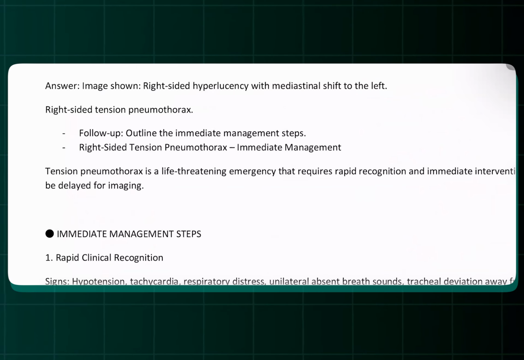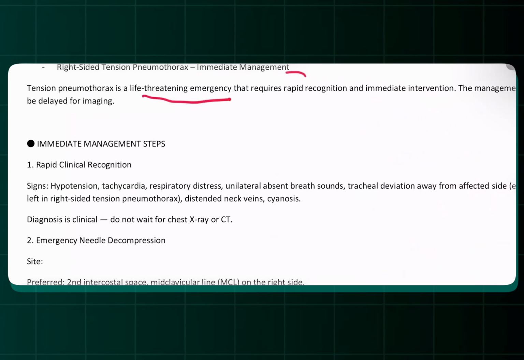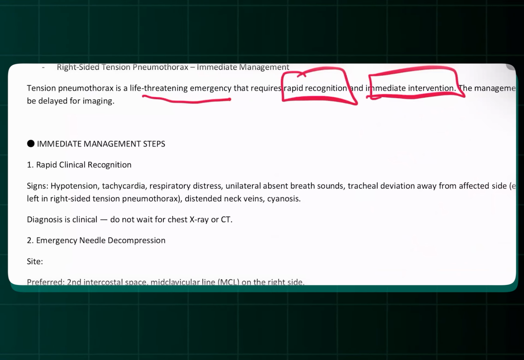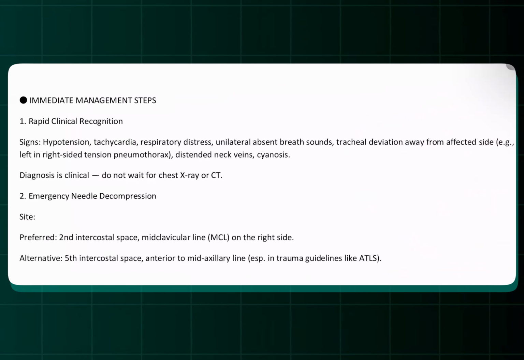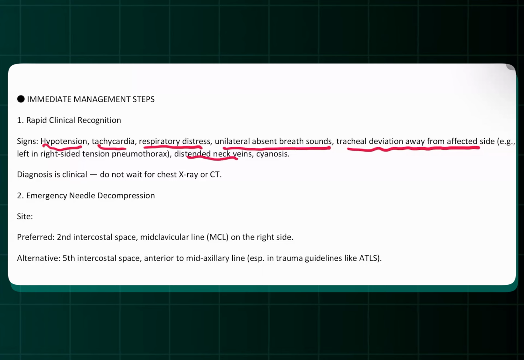So the image shows a right-sided hyperlucency with mediastinal shift to the left, giving an impression of right-sided pneumothorax. So what are the immediate management steps? Tension pneumothorax is a life-threatening emergency that requires immediate recognition and immediate intervention. What are the signs? Hypotension, tachycardia, respiratory distress, unilateral absent breath sounds, deviation of the trachea away from the affected side. This is a clinical sign. Distended neck veins and cyanosis or desaturation.